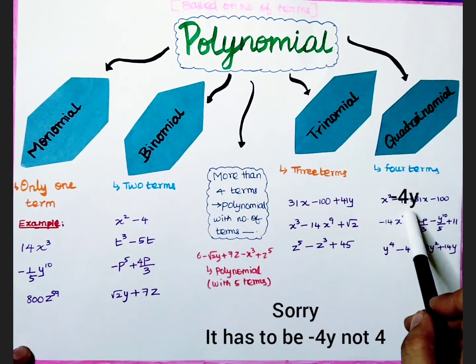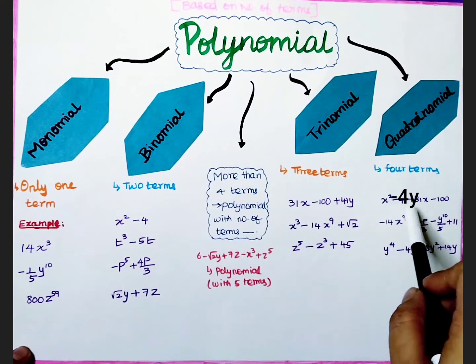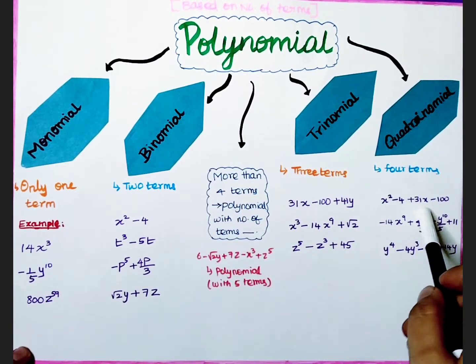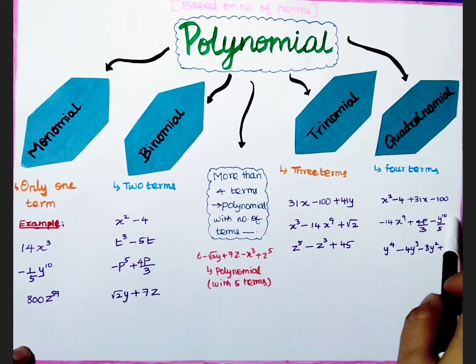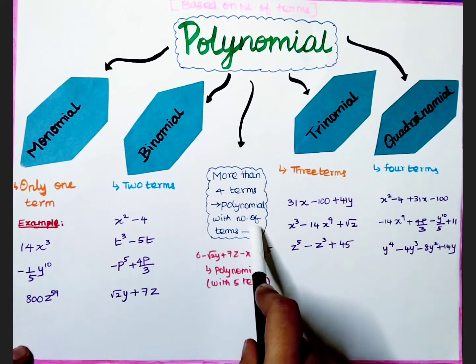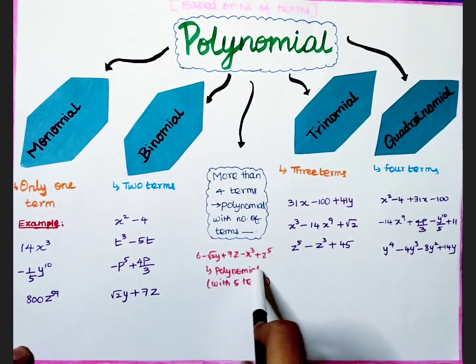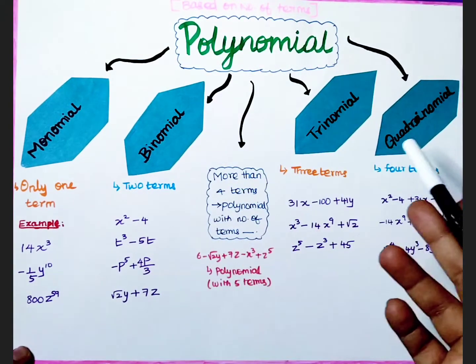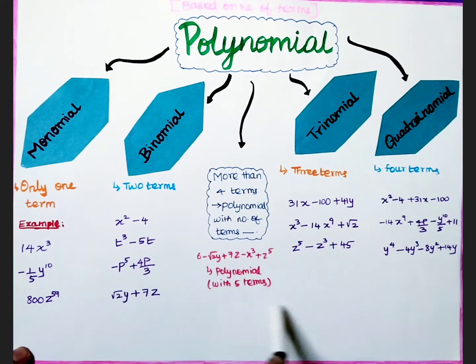x square minus 4 plus 31x minus 100. x square is one term, 4 is one term, 31x is one term, 100 is one term, combined with subtraction and addition. Okay, and for more than 4 terms, we say polynomial with 5 terms or polynomial with 9 terms. Generally, the polynomial is named by the number of terms, isn't it? So we can say polynomial with 8 terms, 12 terms, etc.